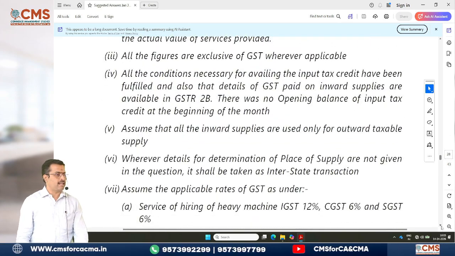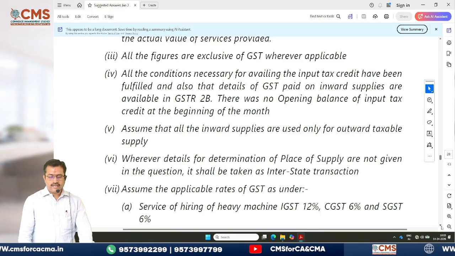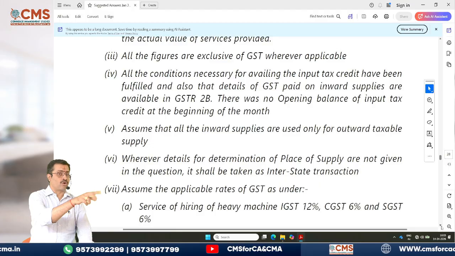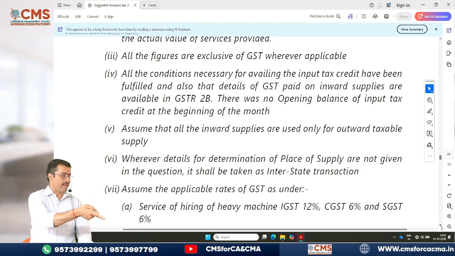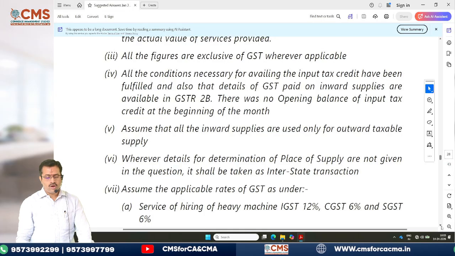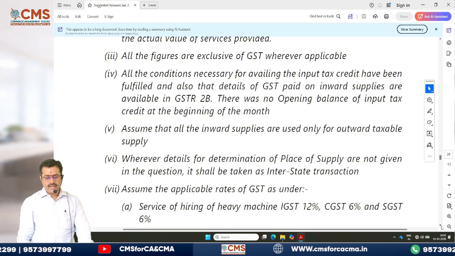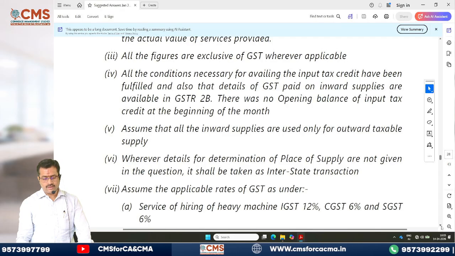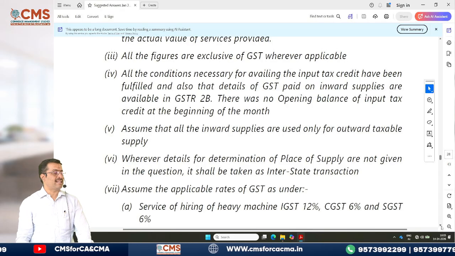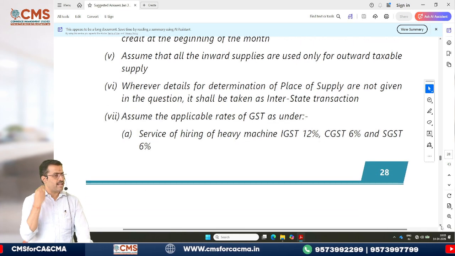All conditions necessary for availing the input tax credit have been fulfilled, and also the details of GST paid on inward supplies are available in 2B. I was telling you just now, not in 2A, it should be available in 2B. Correct or not? There was no opening balance of input tax credit. Similarly, assume all inward supplies are used for outward taxable supplies only. Wherever details for determination of place of supply are not given in the question, it shall be taken as an interstate transaction.